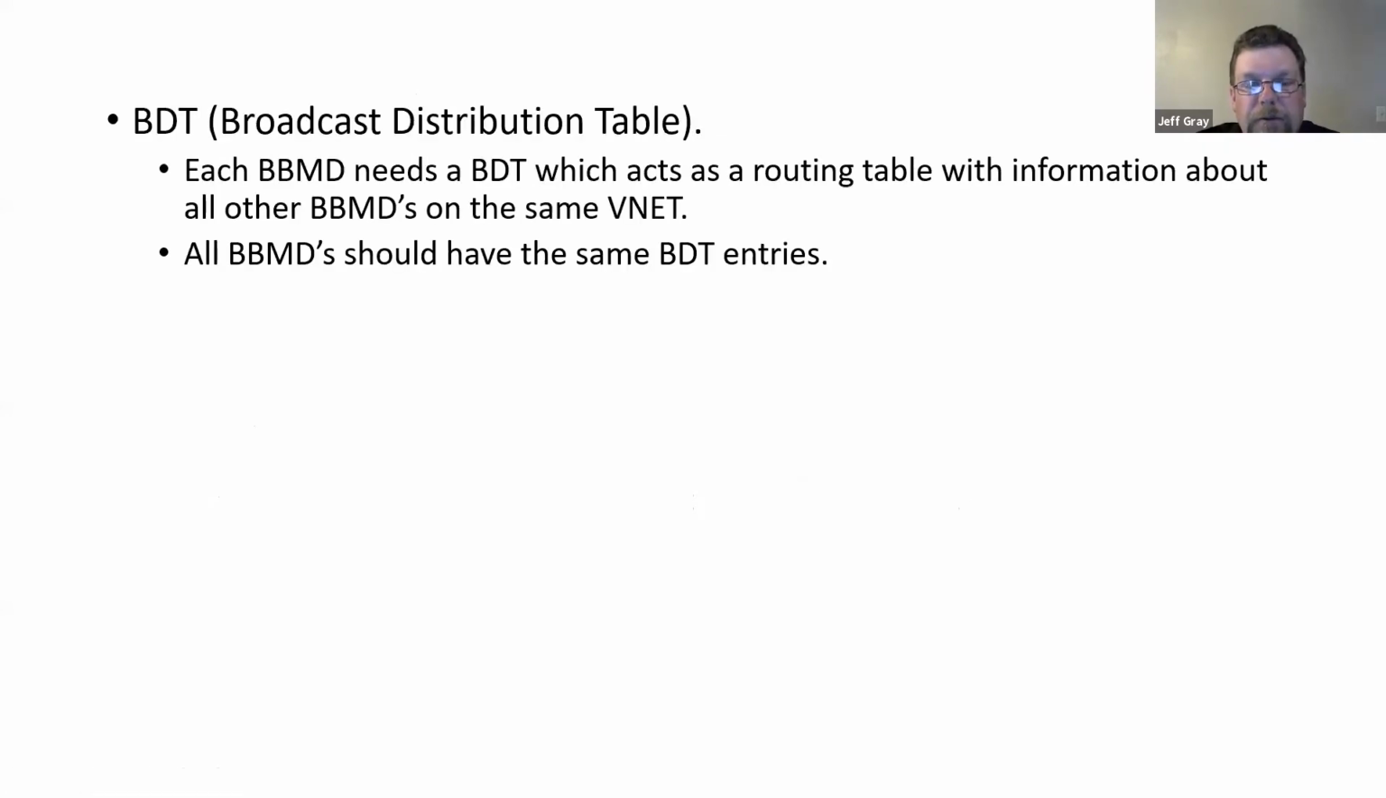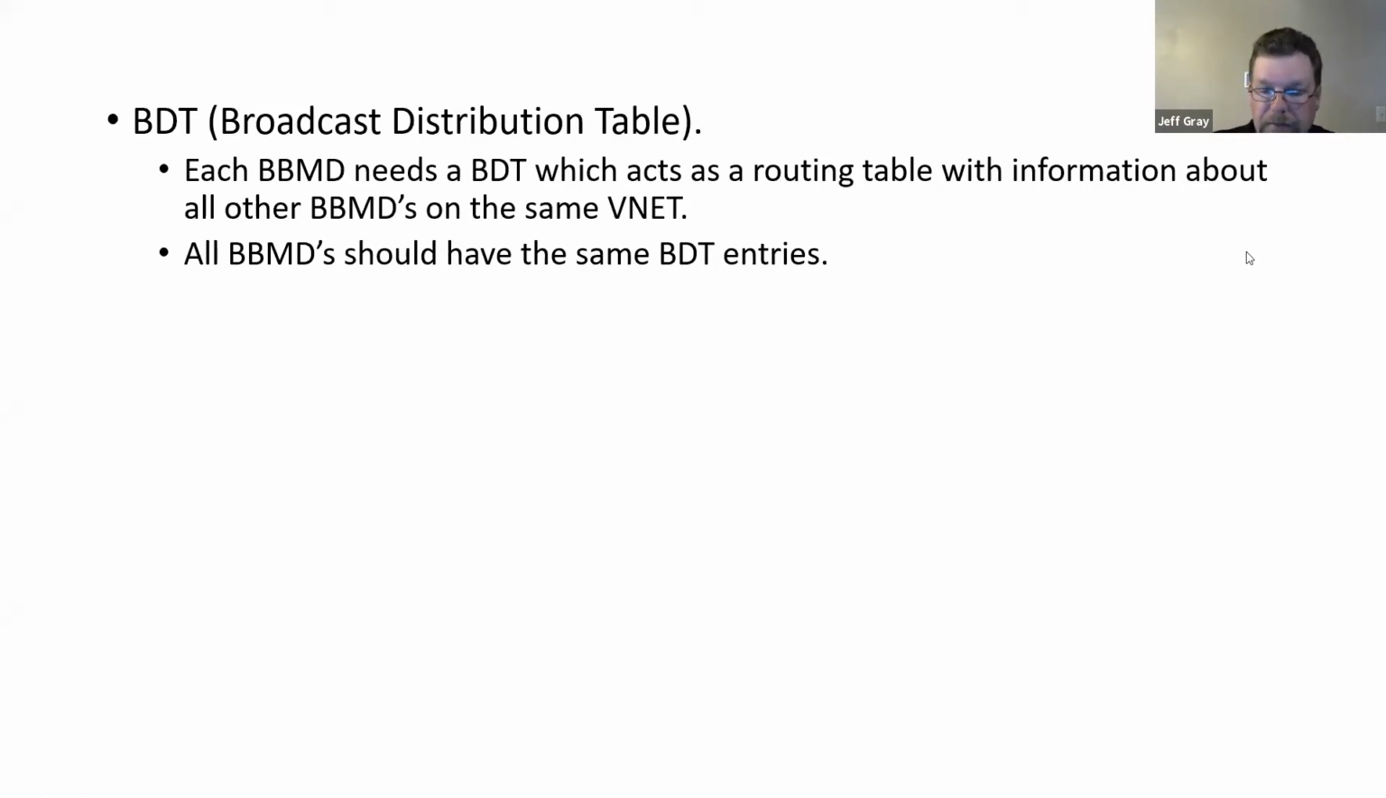So then we've got the BDT, which is your broadcast distribution table. That is that list that the doorman has of who he will allow into that private club. So each BBMD has to have a BDT table. That acts as a routing table with information about all the other BBMDs on the subnet. That's his list of who he'll let talk. All BBMDs should have the same BDT entries.